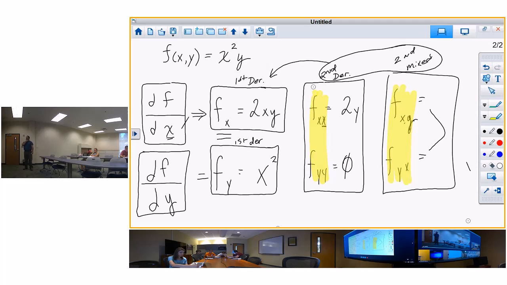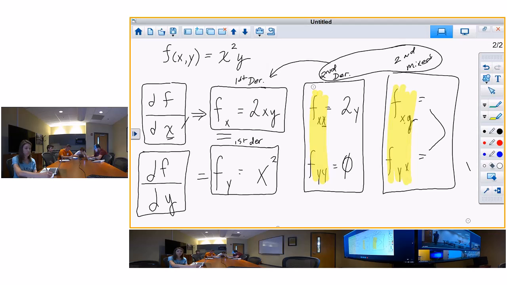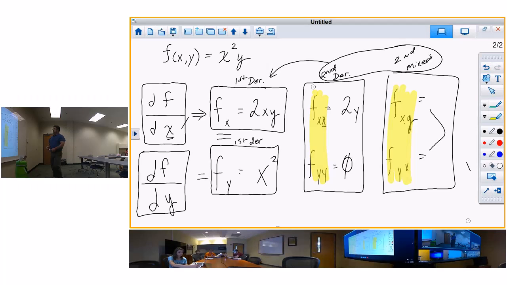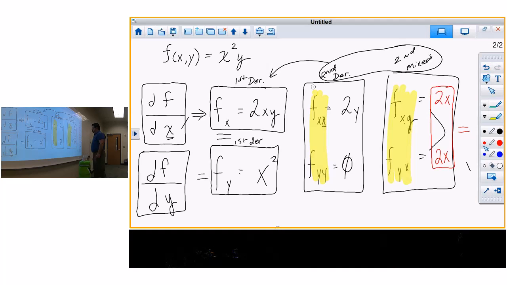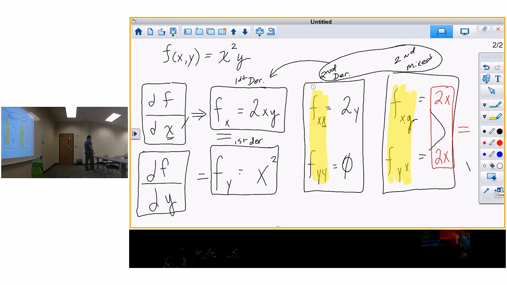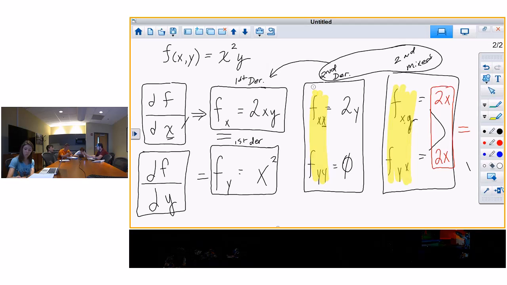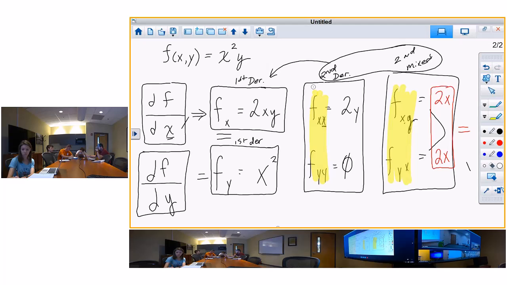You should get 2x. And what is the derivative of both of them? And I'm going to put this in red. The derivative here is 2x, and the derivative here is 2x. And what do you notice about these two? They're equal. Same. Write a note. They will always be equal. Okay? They will always be equal.